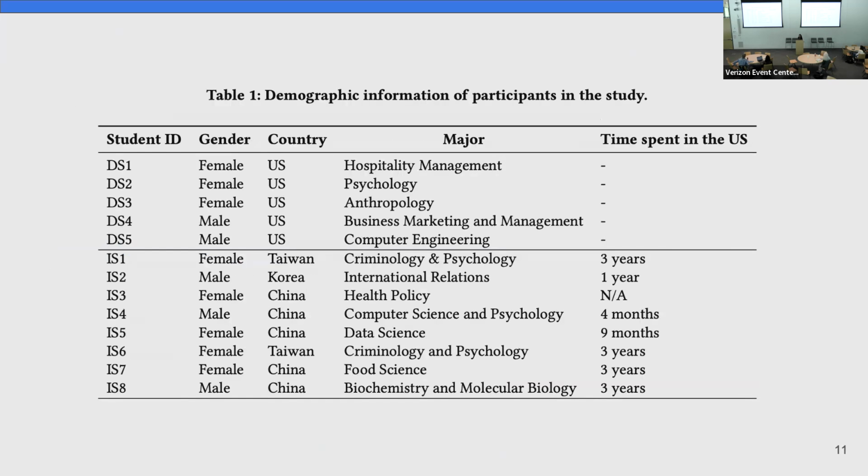The DS represent domestic students, and IS represent international students. We can see that some of the international students had just stayed here for a couple of months because they were freshmen, and some had stayed for 3 years. So we only focus on international students who came to the US between a couple of months and 3 years. And for domestic students, all of them were born in the US. We tried to recruit students from very diverse majors, so all of them came from different majors.